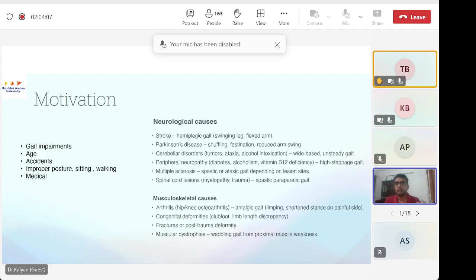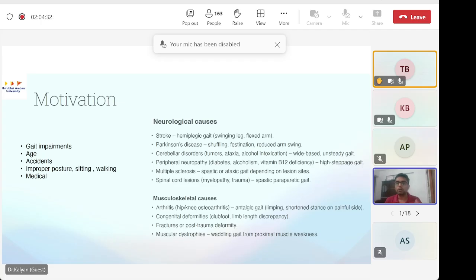Then there is peripheral neuropathy, which could lead to high steppage gait. You lift your leg and put it down. Cerebral disorders: because the brain is not functioning, the syncing is not happening, so there's an unsteady gait. You might walk fast, you might walk slow, and so on. I hope I'm not boring you with medical things, but this is a basic foundation. And other sorts of gaits.